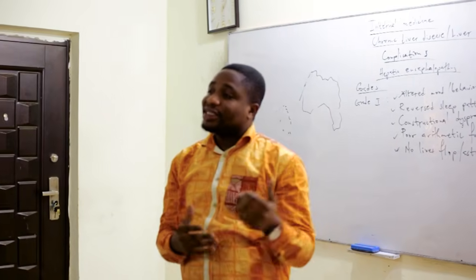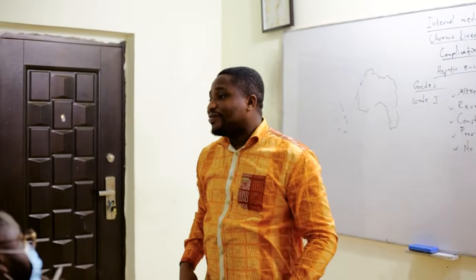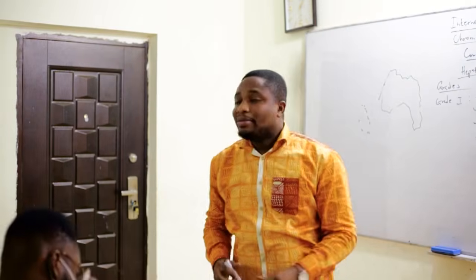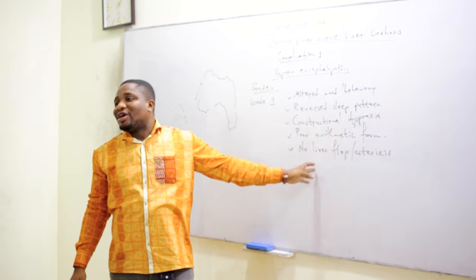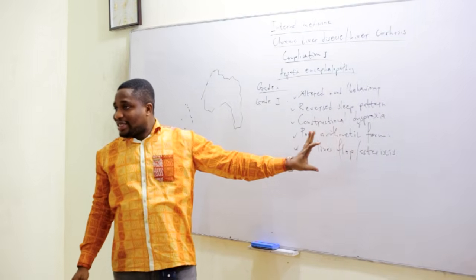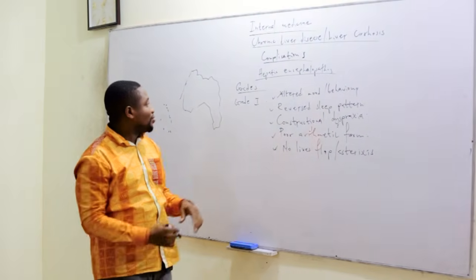It's more evident in what? Liver cells. Exactly. But here, in grade 1, you will not have what? Liver flap or flapping tremor or asterixis. We also call it asterixis. Exactly.